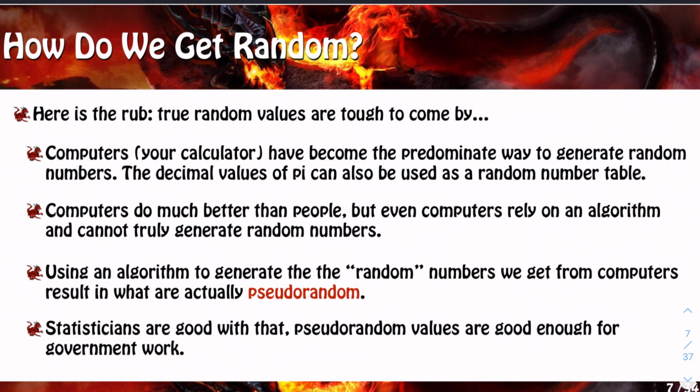So here's the rub. True random values are tough to come by. Computers, more likely your calculator, have become the predominant way to generate random numbers. The decimal values of pi can also be used as a random number table. Interesting. Computers do much better than people, but even computers rely on an algorithm and cannot truly generate random numbers. We call this pseudo-random. Using an algorithm to generate the random numbers we get from computers results in what are actually pseudo-random numbers. Statisticians are good with that. Pseudo-random values are good enough for government work, and so we use it.